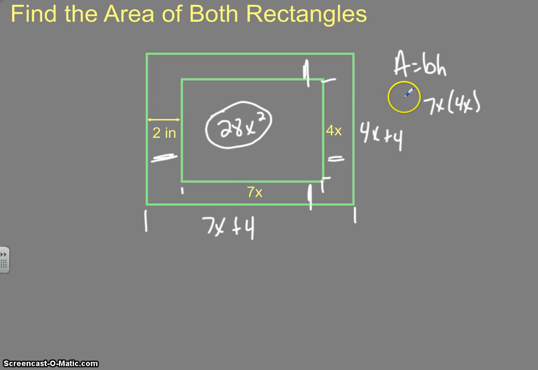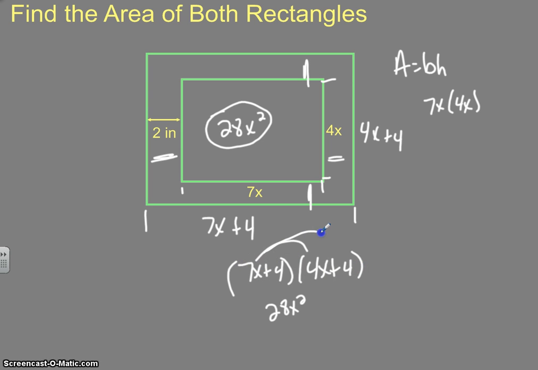Now to find the area, I still use the same formula, base times height, but I've got to multiply two binomials to do that. So 7x plus 4 times 4x plus 4. 7x times 4x is 28x squared. 7x times 4 is 28x. 4 times 4x is 16x, and 4 times 4 is 16. The middle two terms here are like terms, so I'm going to rewrite it up here: 28x squared, we're going to add 28 and 16, which is 44, so plus 44x, plus 16.